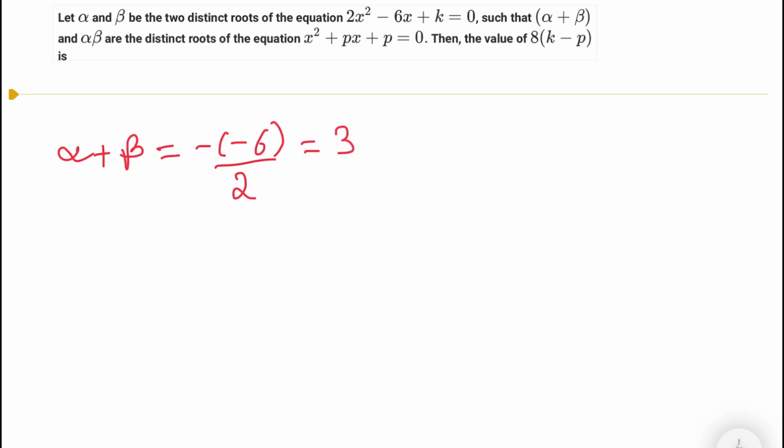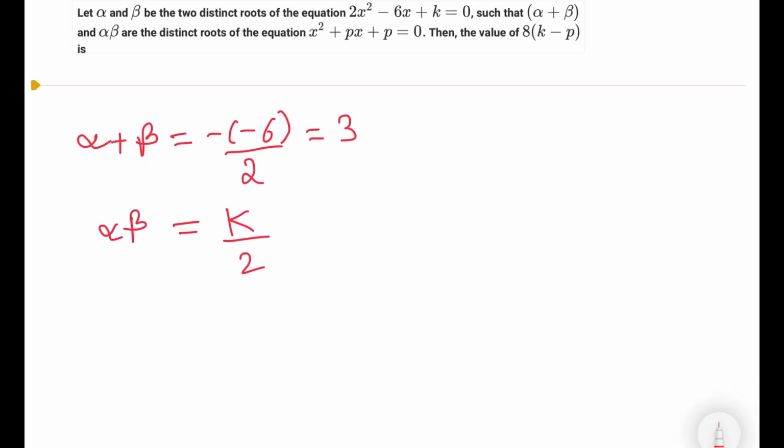Alpha and beta are the two distinct roots of the equation 2x square minus 6x plus k is 0. So we can say that the sum of the roots alpha and beta will be minus the coefficient of x upon the coefficient of x square. So alpha plus beta will be simply equal to 3 in this case. And the product of the roots alpha into beta will be c by a. The constant term c here is k, and the coefficient of x square here is 2. Right, so we've got this relation: alpha plus beta is 3 and alpha into beta is k by 2.